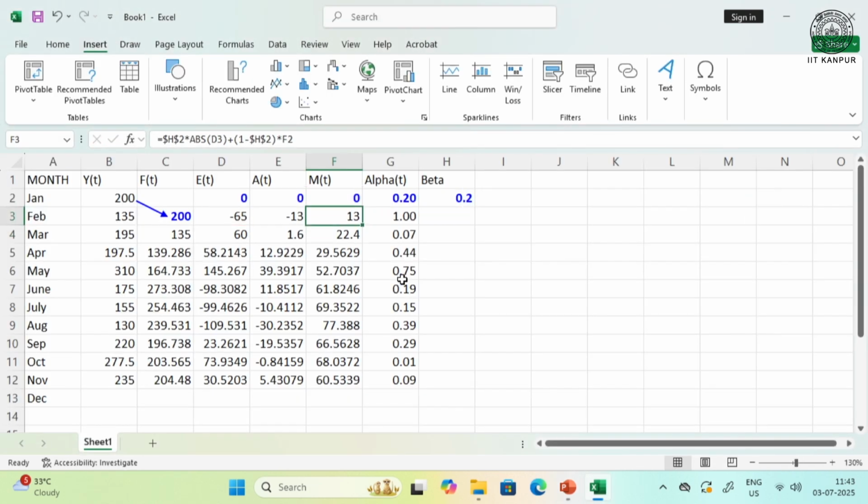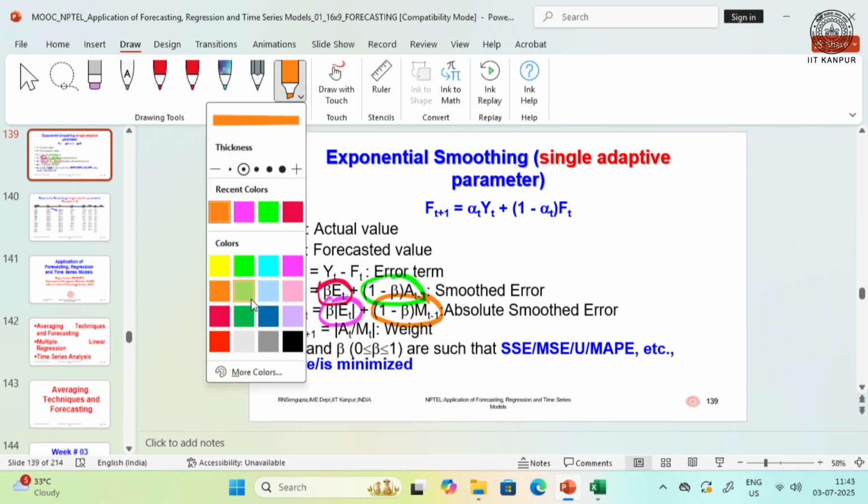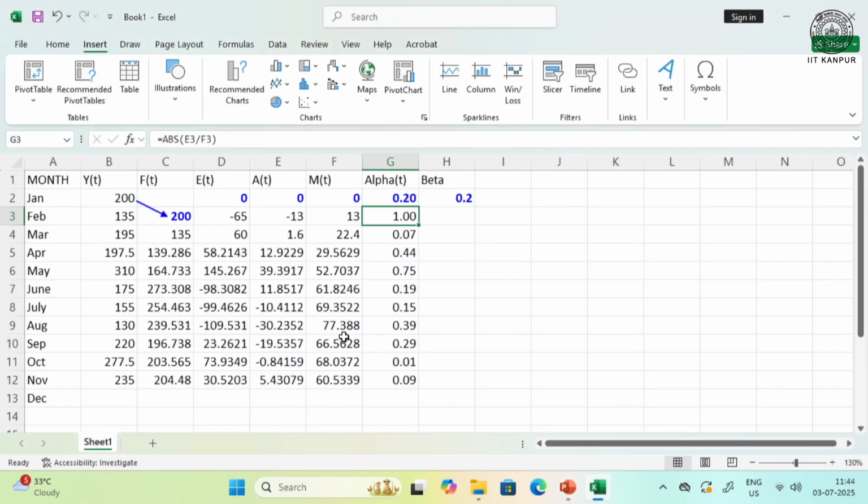So, this is the value, and I need to find out alpha next, which is mod of, as you can see, I use the dark green one, which is basically mod of AT by MT. So, AT by MT is basically 13 by 13, which is 1.